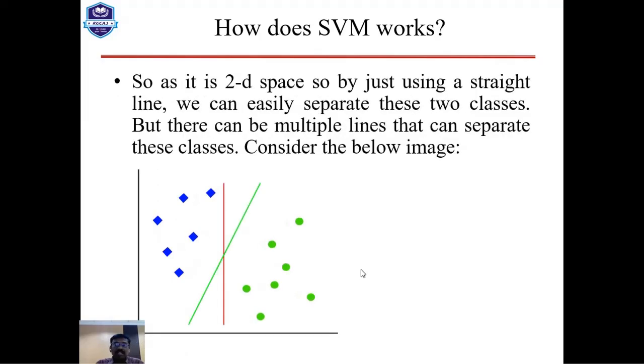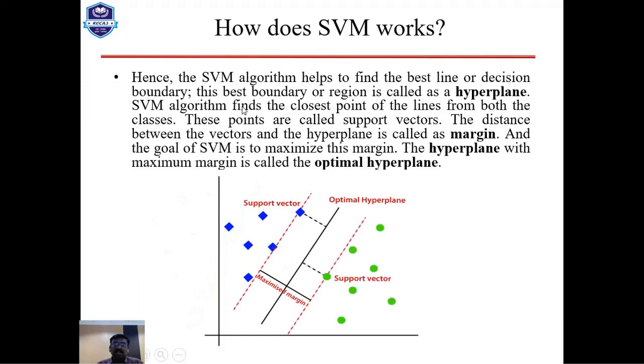So as it is a 2D space, by using a straight line we can separate the two classes, but there are multiple lines that can separate these classes. Consider the below image, we have multiple lines. Hence, the SVM algorithm helps to find the best line or decision boundary. The best boundary or region is called a hyperplane.